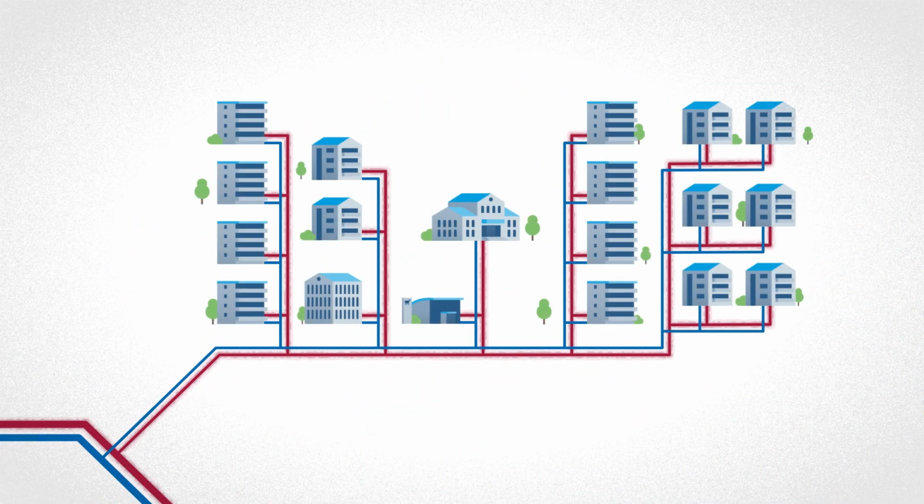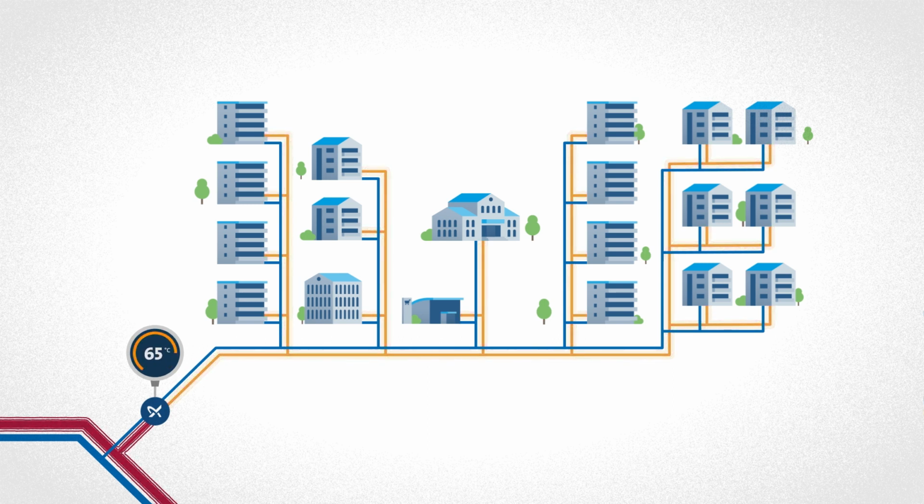In this branch, an iGRID temperature zone ensures that you can lower the supply temperature by mixing some of the colder return water into the supply.